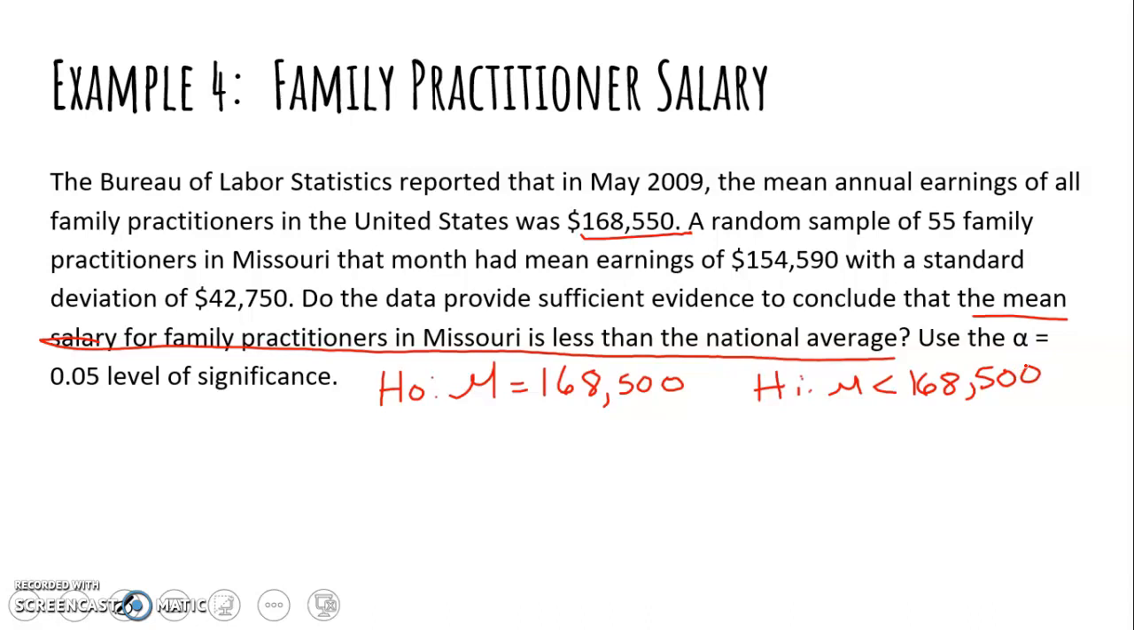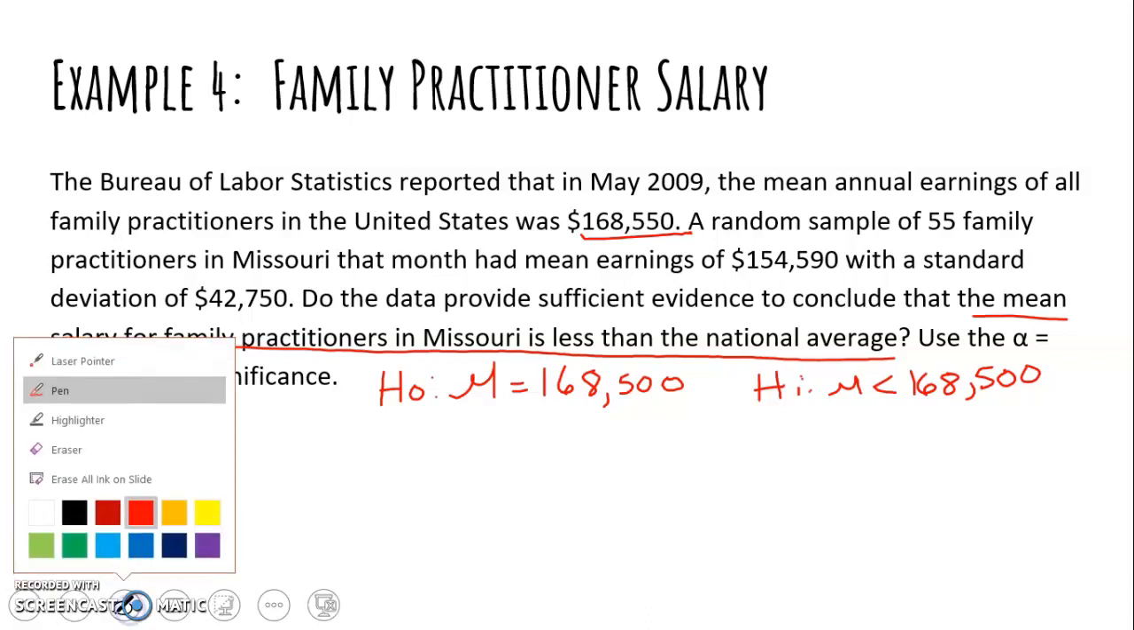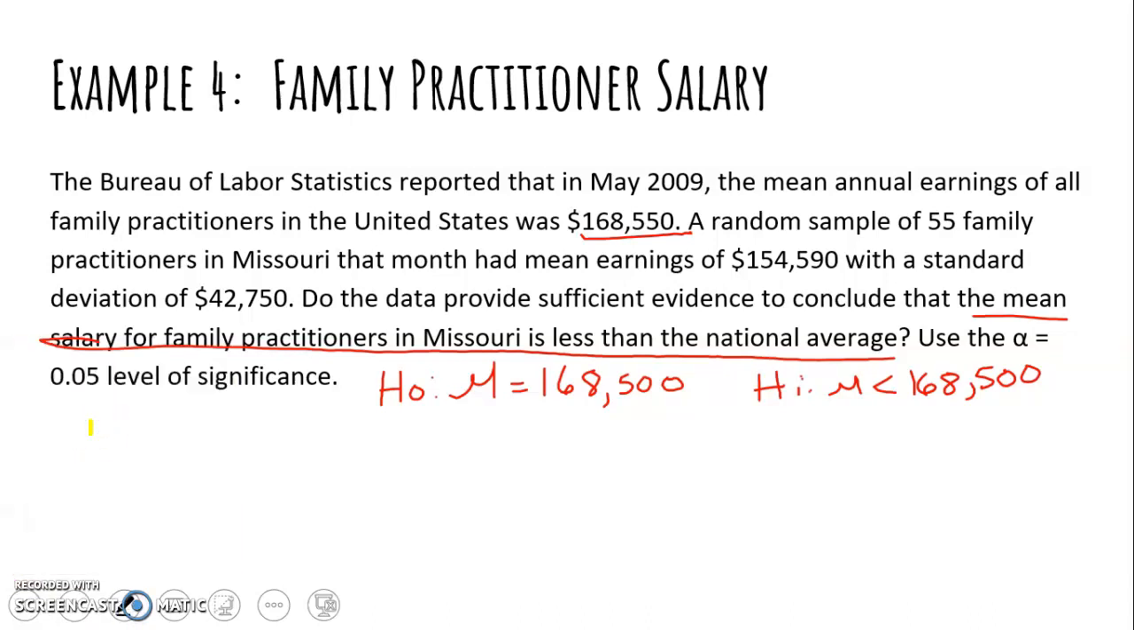So we need to run a test that tests the mean, so that's either a Z or a T. So we're going to go back and find the standard deviation. It says it has a standard deviation of $42,750. It does not tell us whether that's a population standard deviation or a sample standard deviation, so we have to use context clues. So let's read the entire sentence that it's in.